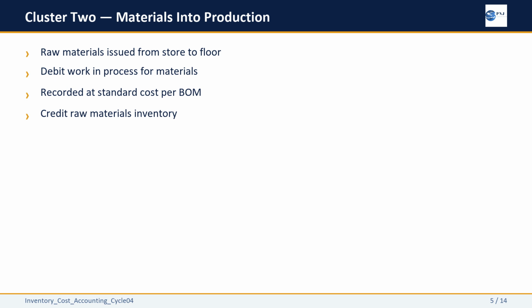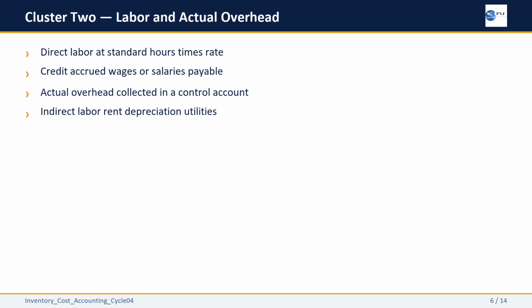In practice, this means the cost physically follows the material. Notice we record at standard cost, not actual. That's deliberate, because it lets us measure usage against a benchmark later. This entry begins the accumulation of cost inside work in process, and the next two entries add the rest of the manufacturing inputs. Production needs more than materials. Entry 4 applies direct labor, debiting work in process inventory, direct labor, at standard hours times the standard rate, and crediting accrued wages or salaries payable.